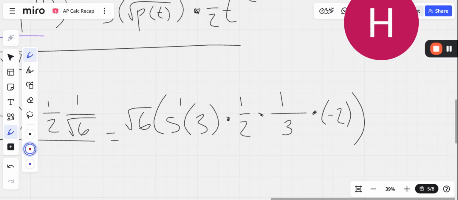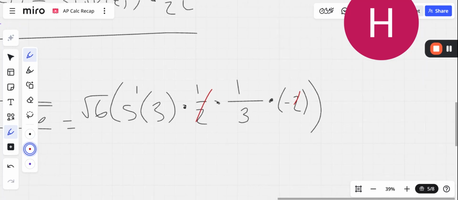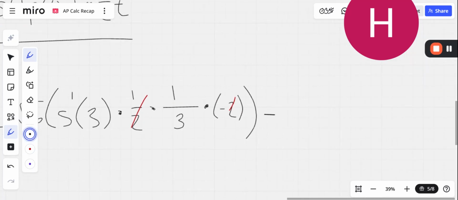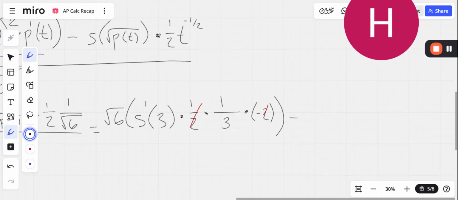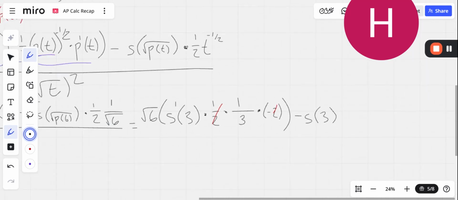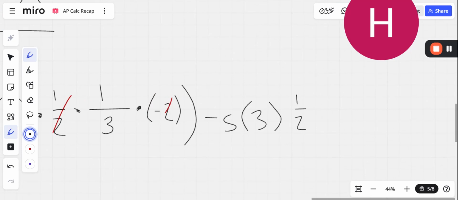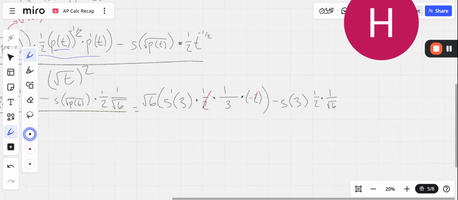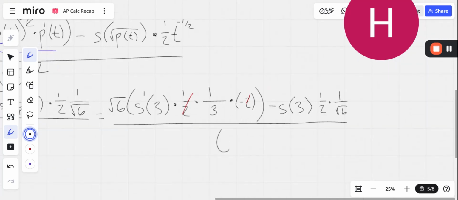Well, that's going to cancel quite nicely with the 1/2, but we still have a negative. And let's continue. This is going to be minus, again, we have s of square root of p of 6, so s of 3, because the square root of p of 6 is the square root of 9, which is just 3. And that's going to be multiplied to 1/2 times 1 over square root of 6. And then this is all over 6.